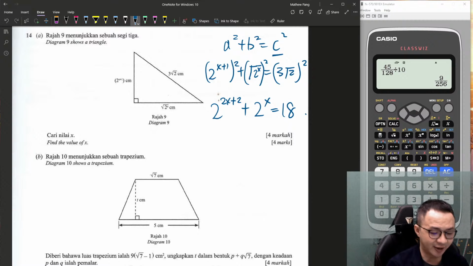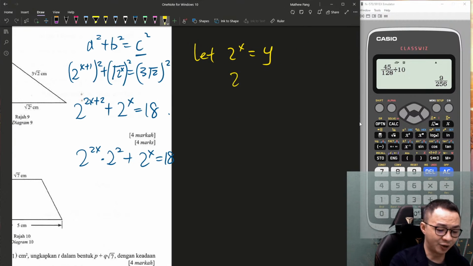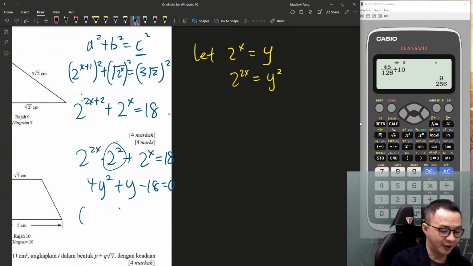Okay, it is the quadratic equation. So this is 2 power of 2x multiply 2 power of 2 plus 2 power of x equals to 80. So if you cannot see this one is a quadratic, you can just let 2 power of x equals to y. Then if 2 power of x equals to y, 2 power of 2x is equals to y squared, isn't it? So because of this, this is 4, right? 4y squared plus y minus 18 equals to 0. Then I will just factorize it and solve it.